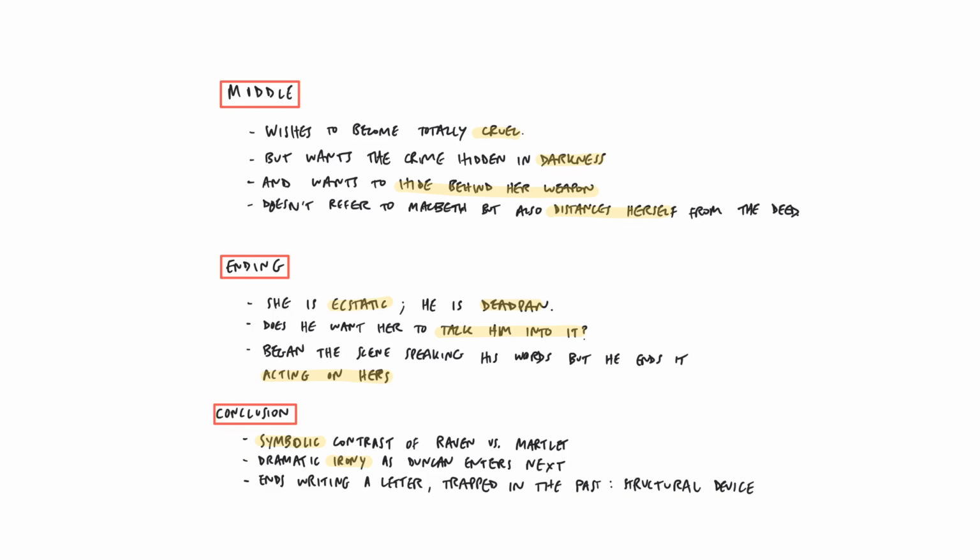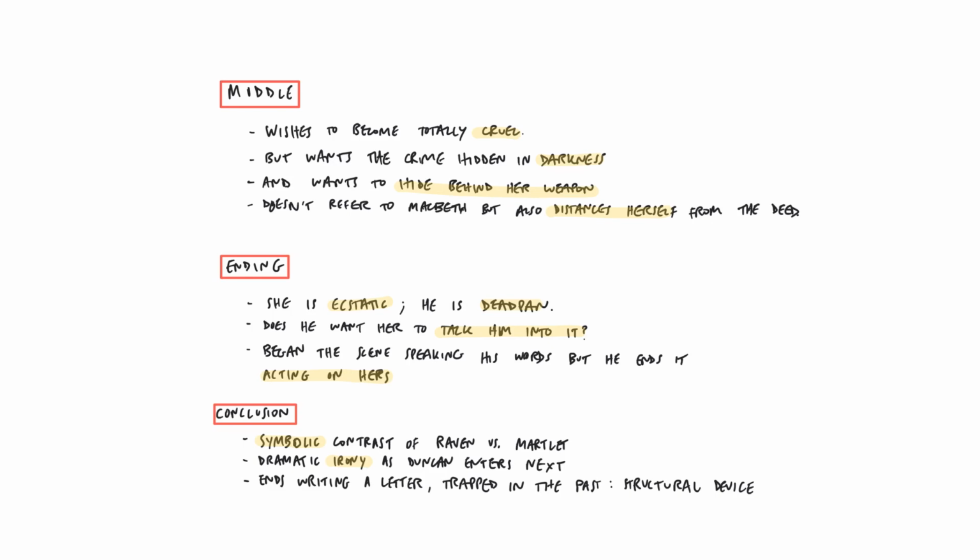To conclude, I would explore the symbolic contrast of the raven and the martlet in the scene that follows, thinking about those two important images as structural devices for some of the main thematic oppositions of the play. You should also explain how this scene has set up dramatic irony when Duncan enters next, and also think about how it fits into the overall portrayal of Lady Macbeth.